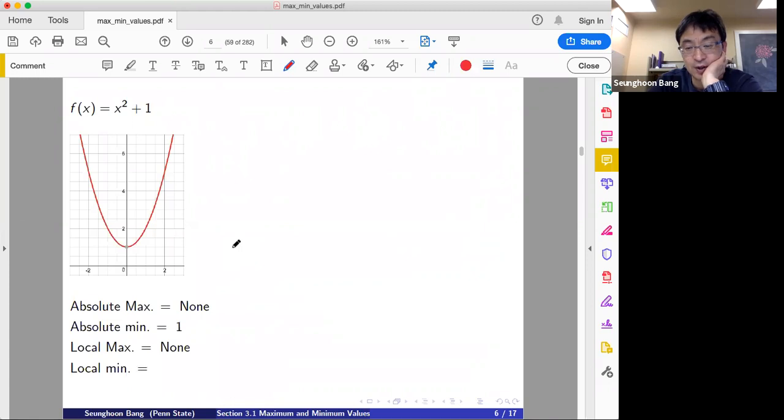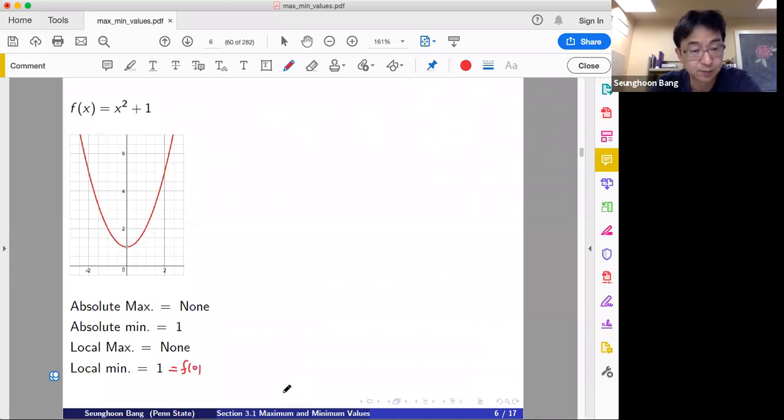Okay, what is the answer? What is the local minimum? Is it 1? You're right. Here, you can cut locally, like this. This one, the locally lowest point function value is 1. Yes, 1. You see, it is f of 0.